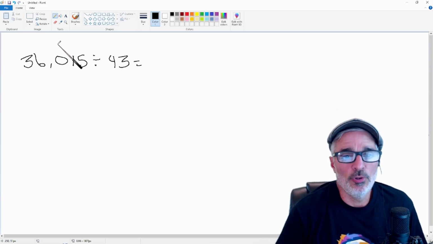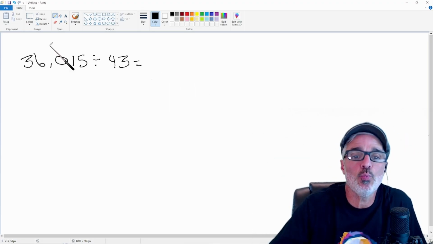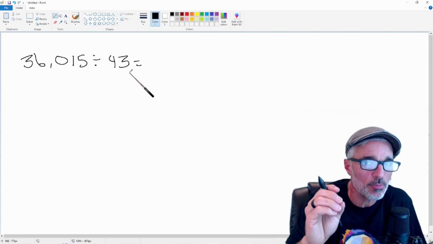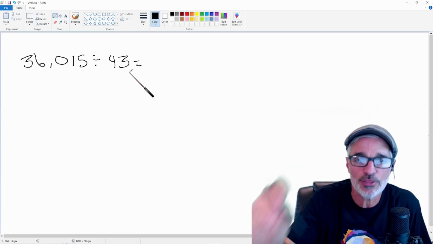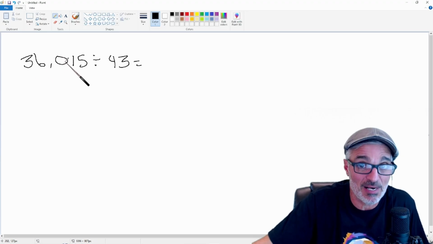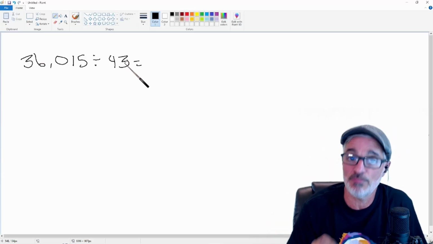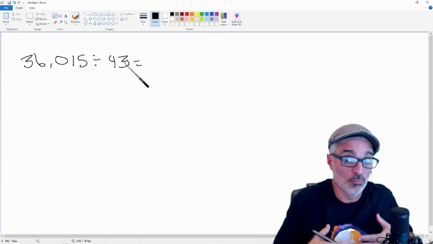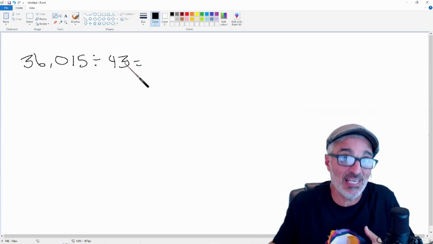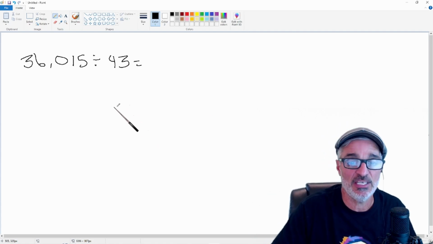So in this example, we have 36,015, say, marbles, and we want to split it into 43 equal groups. So the question is, how many marbles will be in each group? I need to make 43 groups of marbles, and I have to split 36,015 marbles so that each one of those 43 groups has the same exact number of marbles. Will I be able to use them all? Will I have remainders in the end? Marbles that I couldn't put in any group because then one of them would have more. Well, let's set up the algorithm.